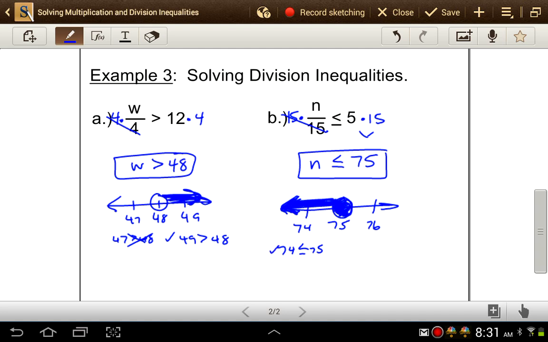Okay? And that's it. That's how you solve inequalities and graph them. You graph the solutions. If you need to watch any of that again, go ahead.